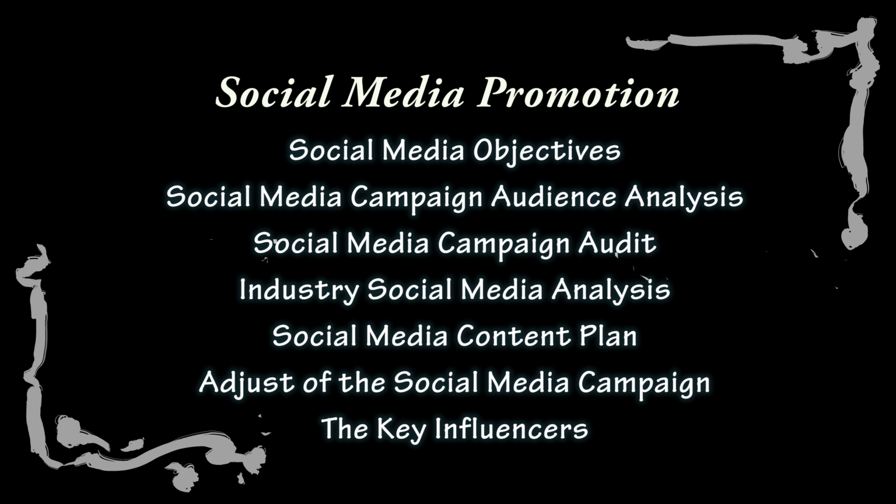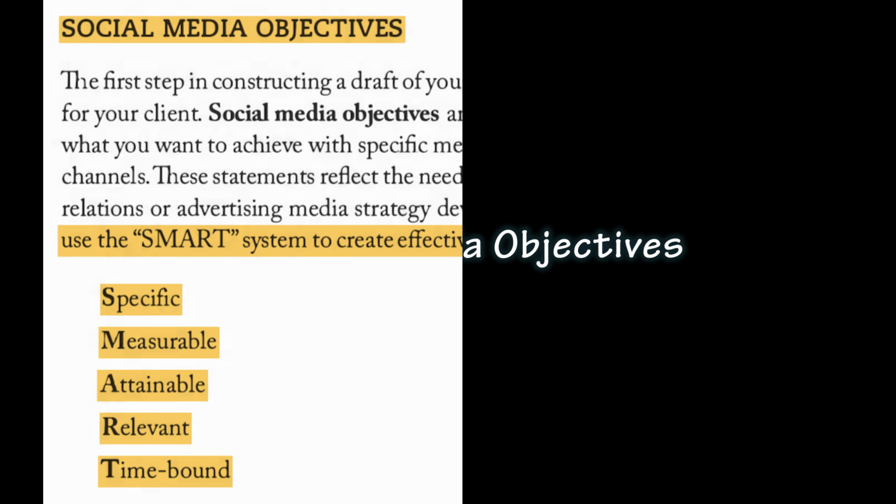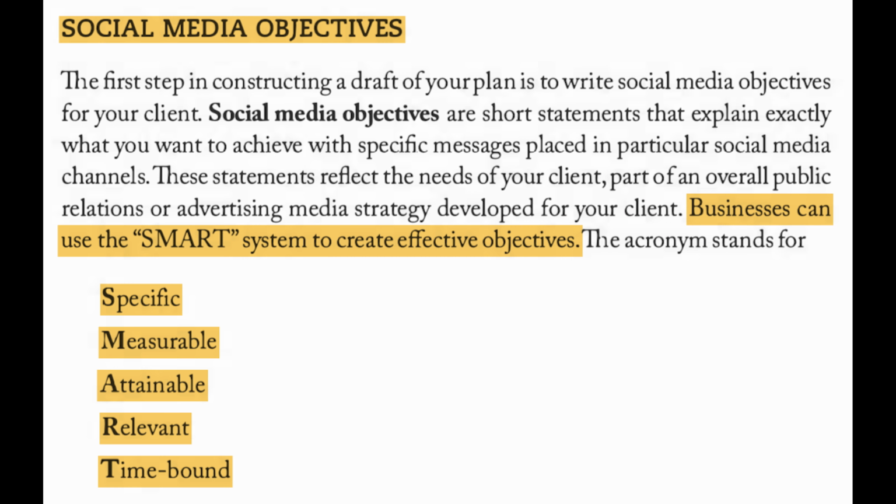This section will include 7 parts, which are social media objectives, social media campaign audience analysis, the social media campaign audit, industry social media analysis, the social media content plan, the adjustment of the social media campaign, and the key influencers. Number 1. Social media objectives. Kuhn and Lingwang introduced the SMART model to create effective objectives.